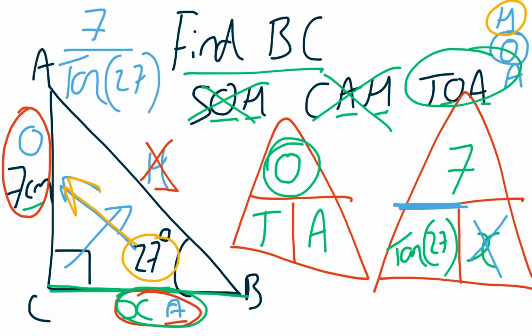Like I told you, whether it's sin, cos, or tan, there should always be an angle next to it. So it's 7 over tan 27. You have to show this as the working out, and that is your answer. Check it on the calculator, see what you get.